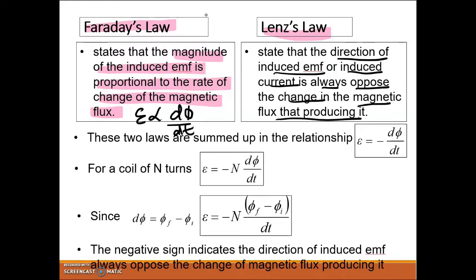Okay, when these two laws are summed up in a relationship, we have EMF is equal to negative d flux over dt. This negative means that the direction of induced EMF always opposes the change of magnetic flux producing it. And then for a coil of N turns, we have EMF is equal to negative N d flux over dt, where this change in flux is flux final minus flux initial over t.